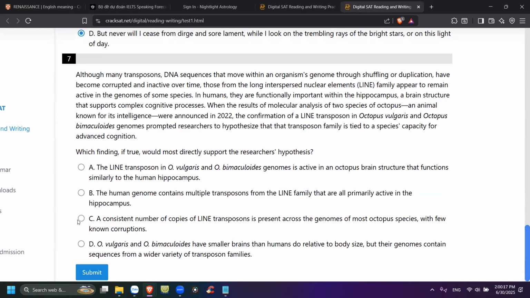If this is true, like biology. Which one is true? Or hypothesis. With these questions, do I need to read the whole passage or just read the hypothesis? You really need to, because basically it's all about understanding the whole thing. Okay.